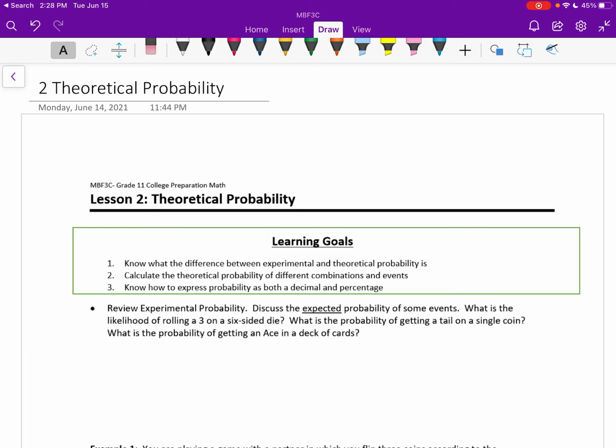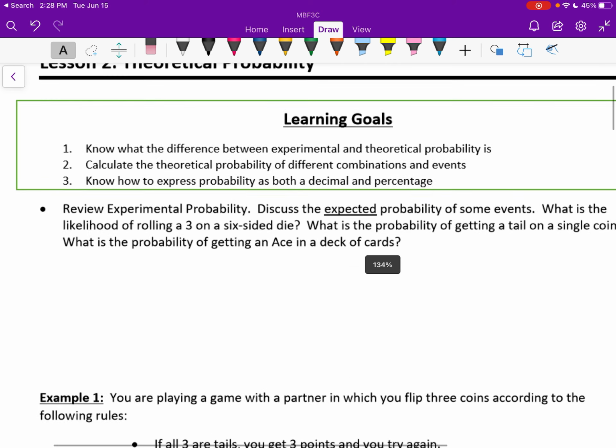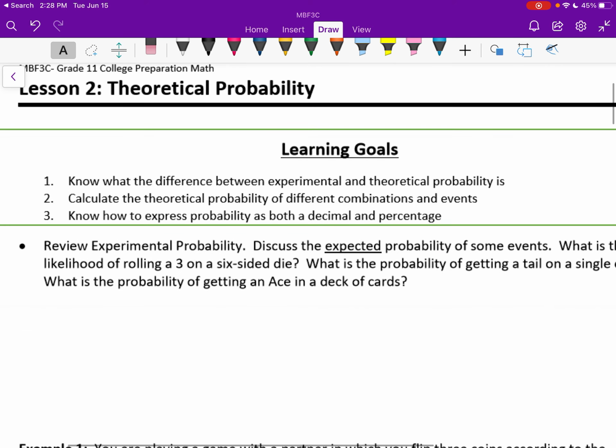Theoretical probability and experimental probability is something that you should know the difference between by the end of this lesson. You should be able to calculate the theoretical probability of different combinations and events, and you'll be able to express probability as both a decimal and a percentage.